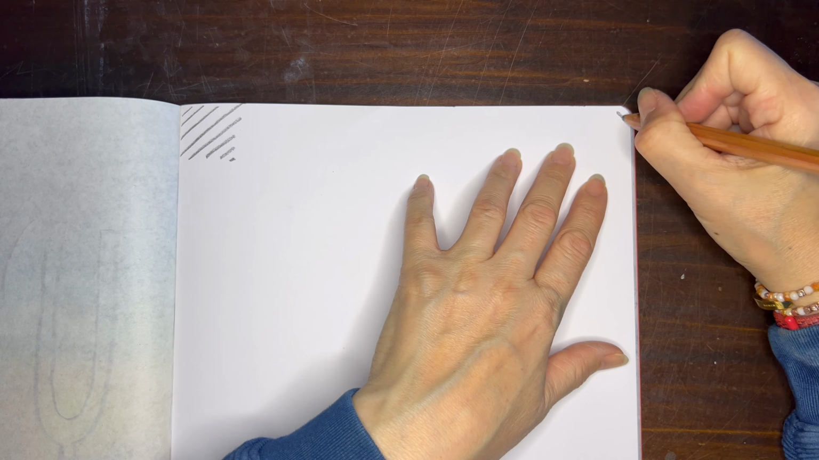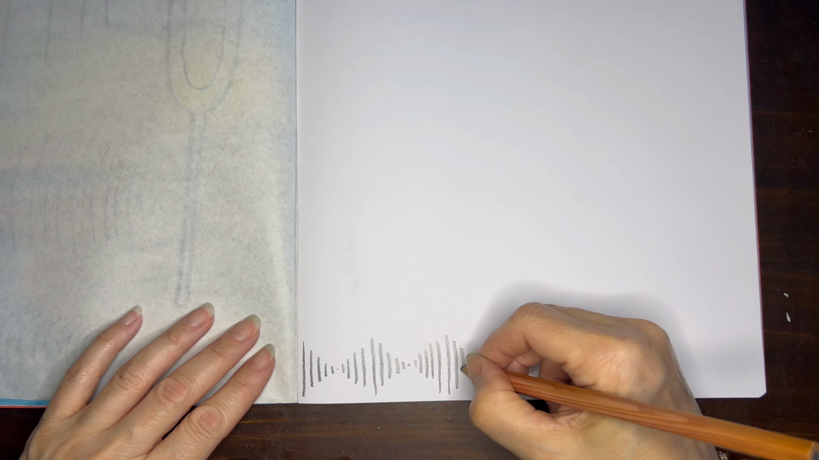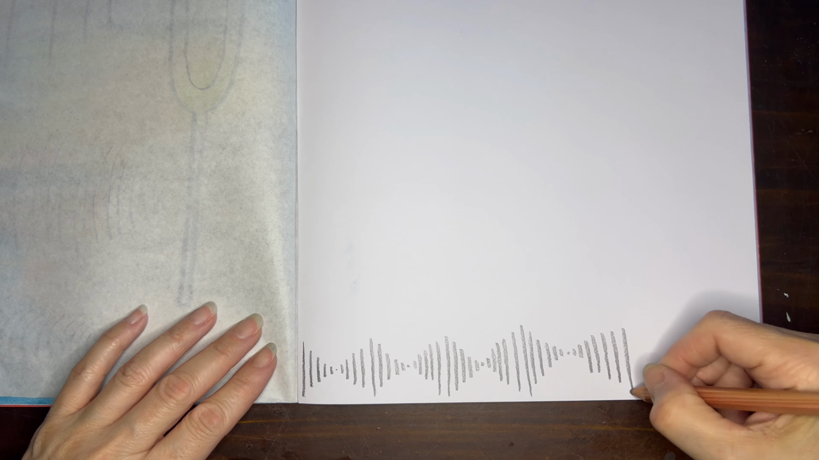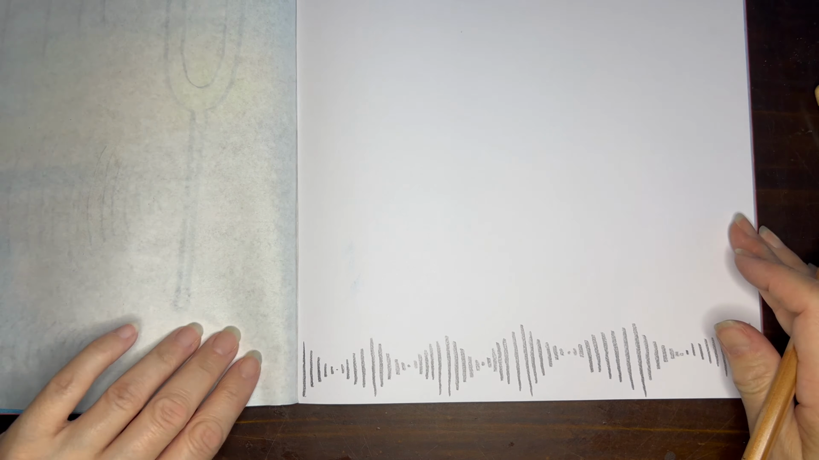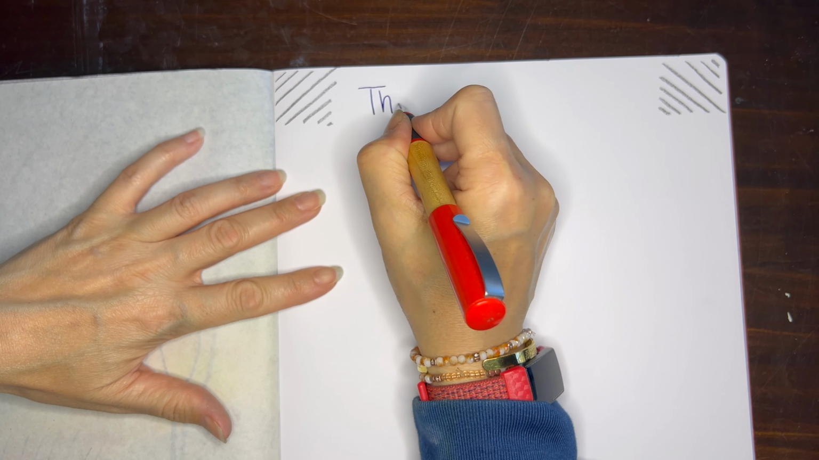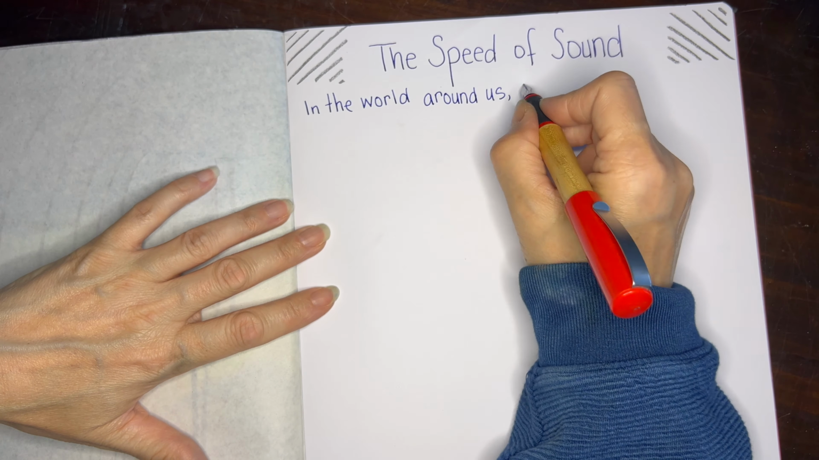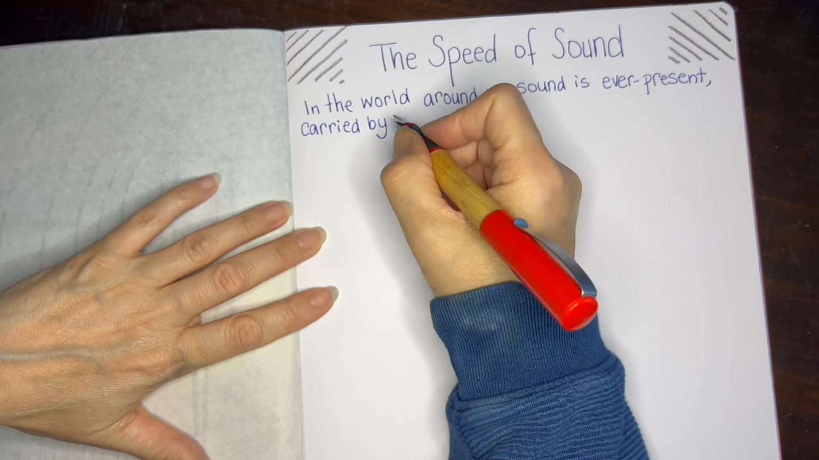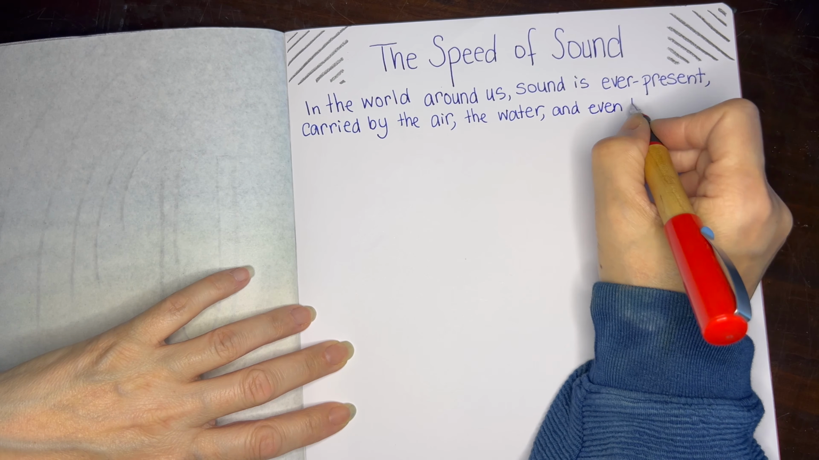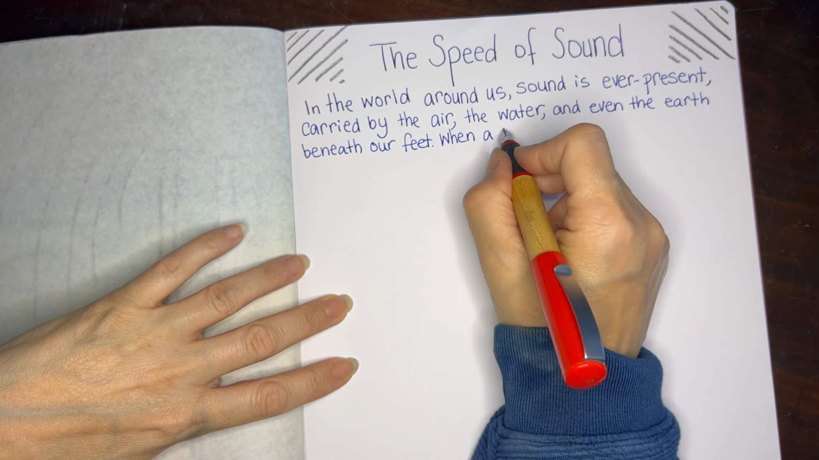Then I decide to add some form drawing, in the form of what looks like sound waves, at the top and the bottom of this page, leaving some room for a title. And then I'm using my fountain pen to write the content for this lesson, which could also be the notes that you are using in order to present the lesson. And it can also become copywork or dictation for your student.